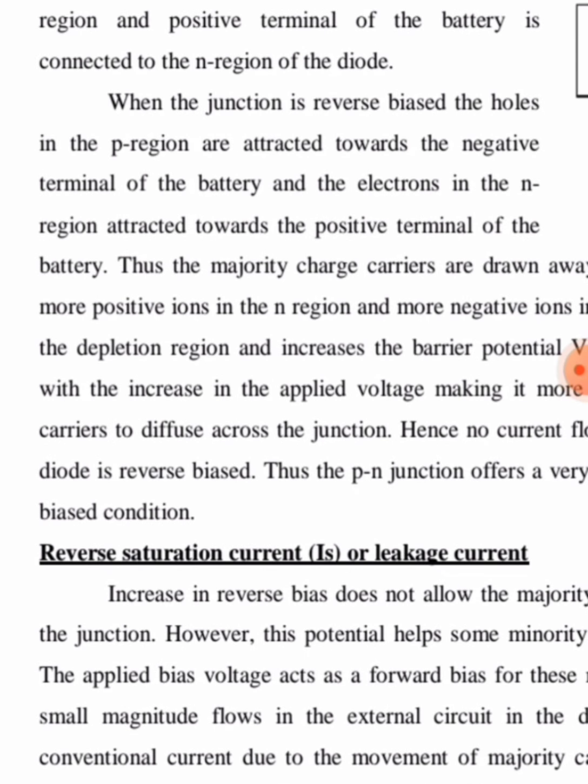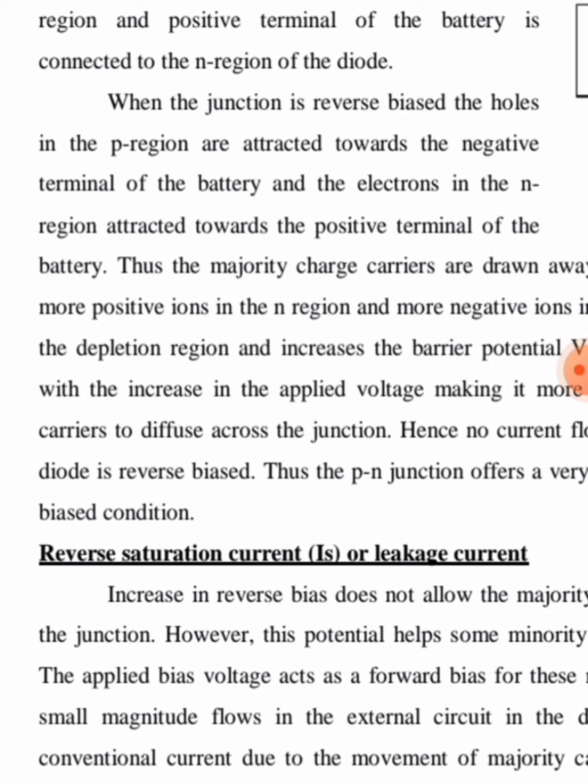Till now we are just talking about the majority charge carriers which are present in the P region and the N region. But along with these majority charge carriers, there are some minority charge carriers also in the P region and the N region. In the P region, we are having electrons as the minority charge carriers, and in the N region, we are having holes as the minority charge carriers.